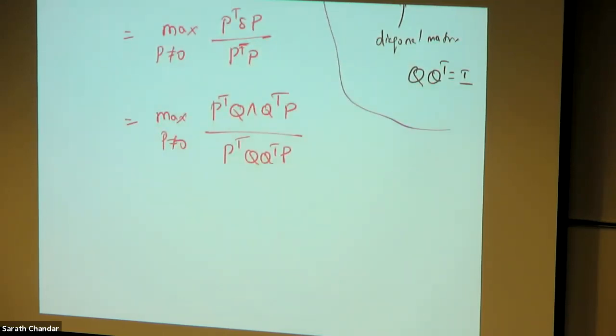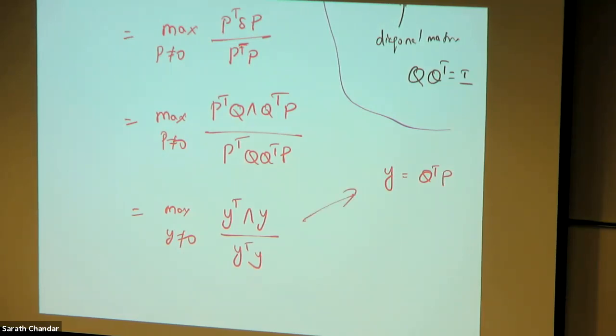Now let us give a name to Q transpose p. Let Q transpose p be y. Then this becomes max over y not equal to 0 of y transpose Δ y divided by y transpose y. Is that clear?